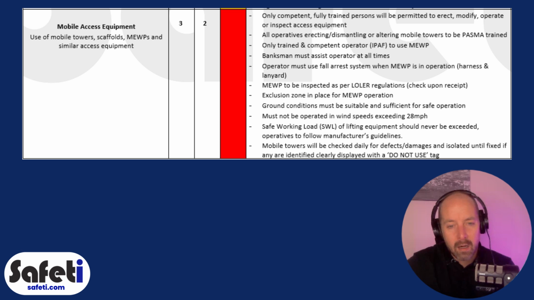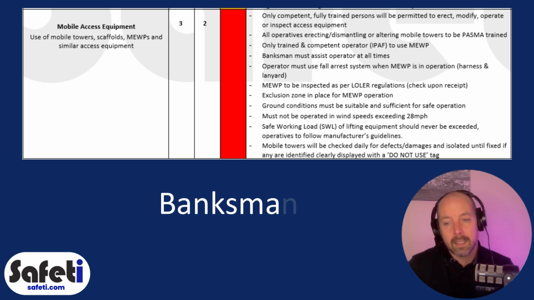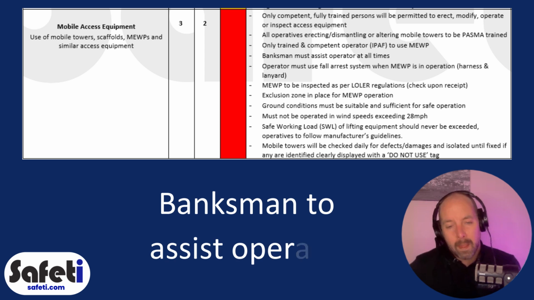As it says there, again, this isn't prescriptive. This is just an example and some ideas that you may include, or to give you a starting point for your work at height risk assessment. It does mention a banksman should be assisting the operator at all times here. That may or may not be the case depending on your decisions and how your environment is set up and all the other aspects that impact the risk when it comes to working at height, but obviously that's suggested here.